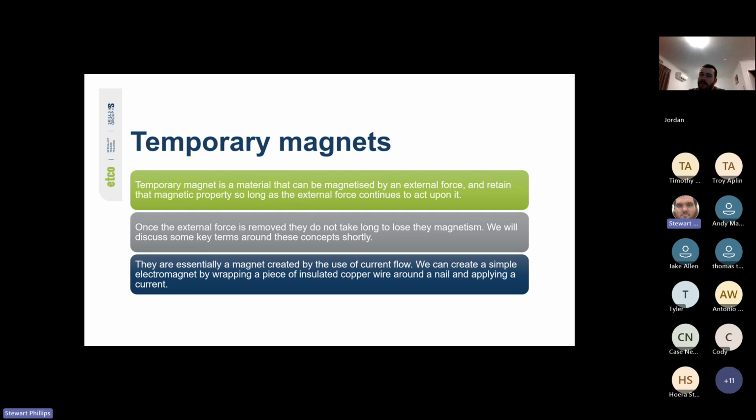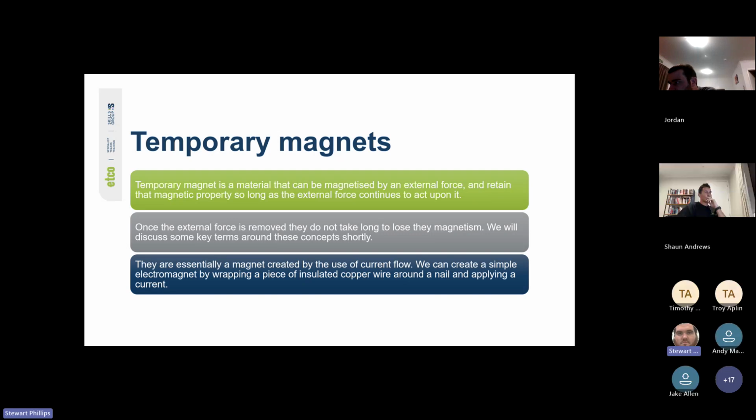Cool. And then we move on to temporary magnets. A temporary magnet is a material that can be magnetized by an external force and retain the magnetic property so long as the external force continues to act upon it. Once the external force is removed, they do not take long to lose their magnetism. We'll discuss some key terms around these concepts shortly.